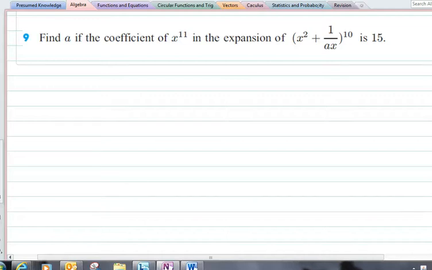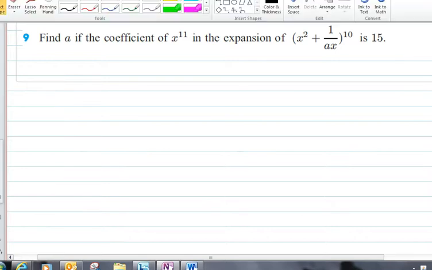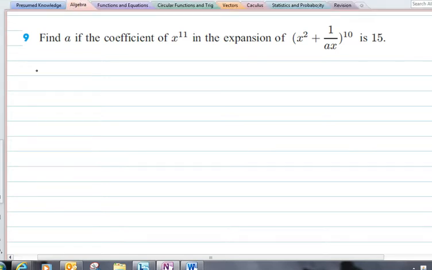Yeah, this is from the homework and this is on binomial theorem. And do remember that when you have problems like this, you need to have the binomial theorem at hand. Of course, you have that in the formula booklet, so you should be able to transfer it.